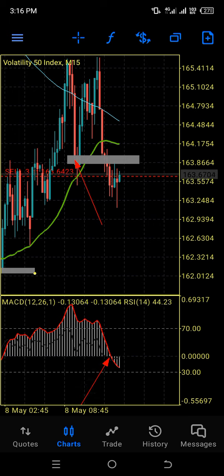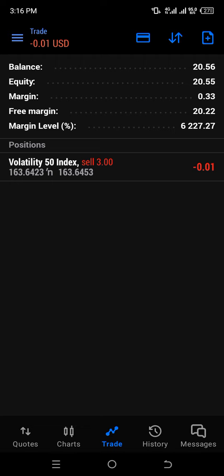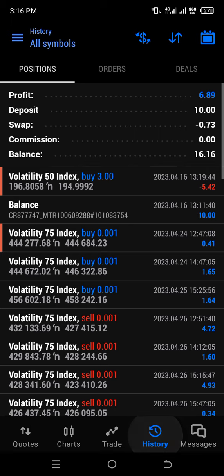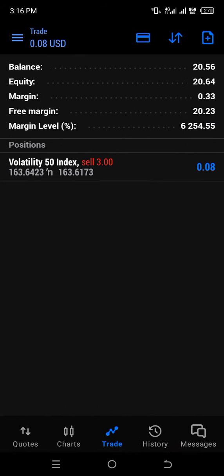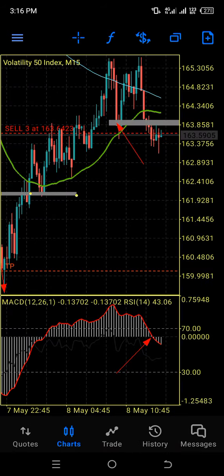So that's why I took that sell, and you can observe that I use the smallest lot size for this account. I'm not over risking. Remember, I'm trying to flip this account. It was just a $10 deposit, so I'm trying to flip this account. So guys, this is how you can trade.